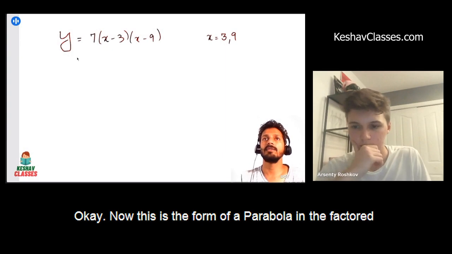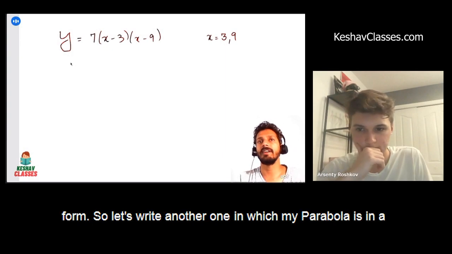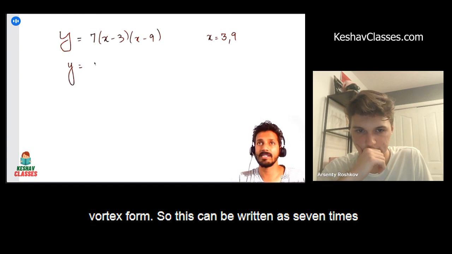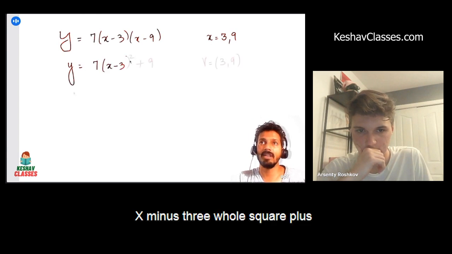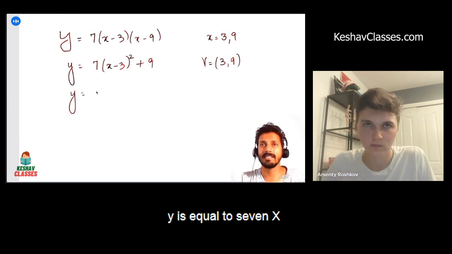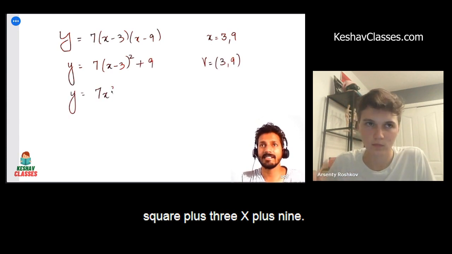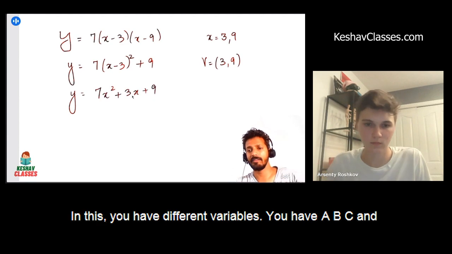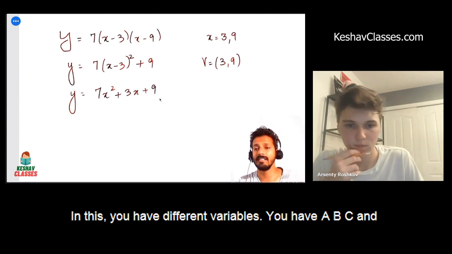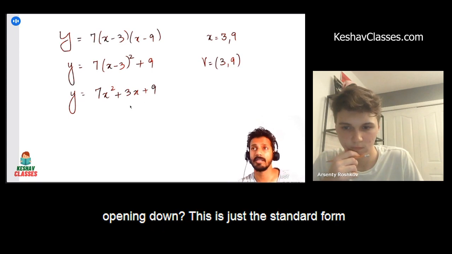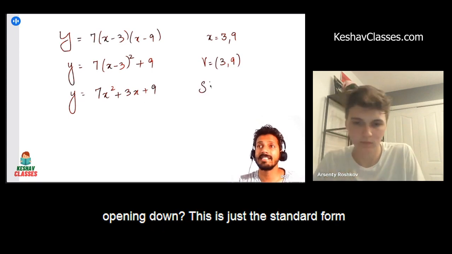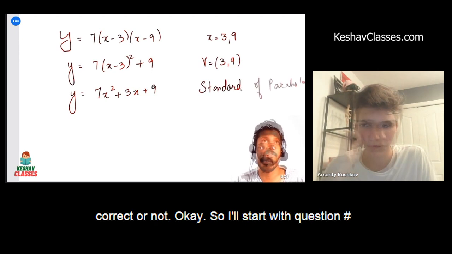Okay, now this is the form of a parabola in the factored form. So let's write another one in which my parabola is in vertex form. So this can be written as 7 times (x minus 3) whole squared plus... y is equal to 7x squared plus 3x plus 9. In this you have different variables a, b, c, and you can figure out the discriminant, and whether it is opening up or opening down. This is just the standard form of a parabola.